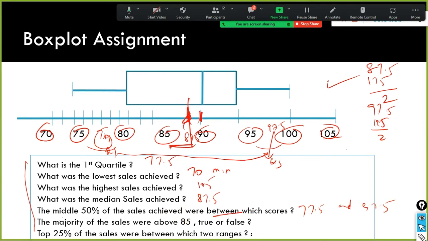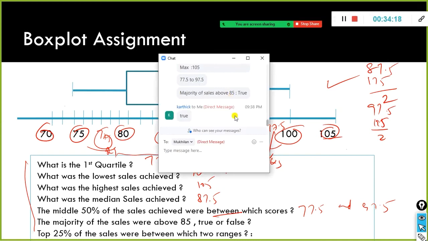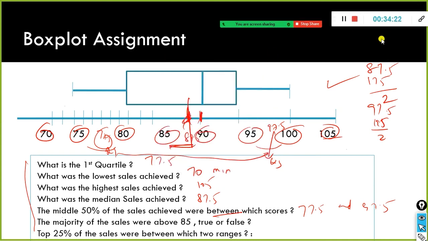Let me see how many of you are answering it. Majority of the sales were above 85. Is that true or false? True. Yes, right? Correct.